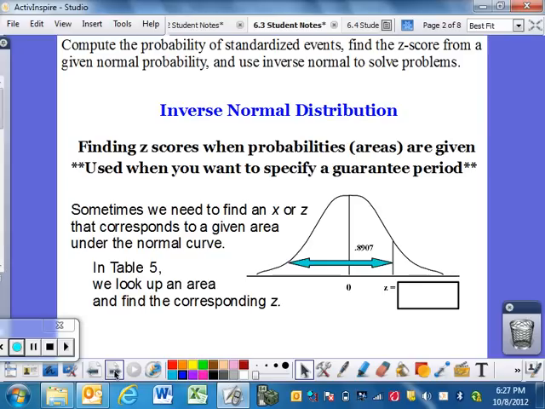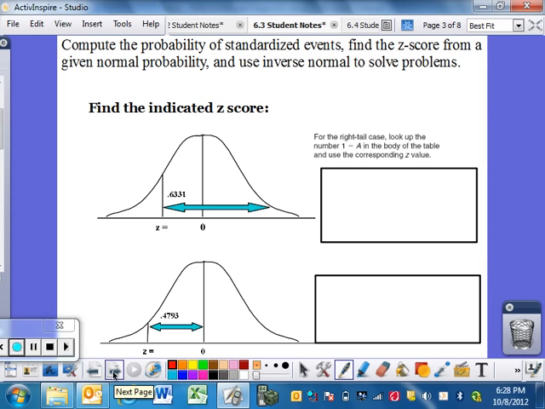I want to find the z-score when I give you the probabilities or the areas in a given situation. So we're going to either find a raw score or a z-score that corresponds to this given area. To do this, you need to find your table. We're going to look up the probability that they're asking for in the table and then find that corresponding z-score. So it's just kind of a game.